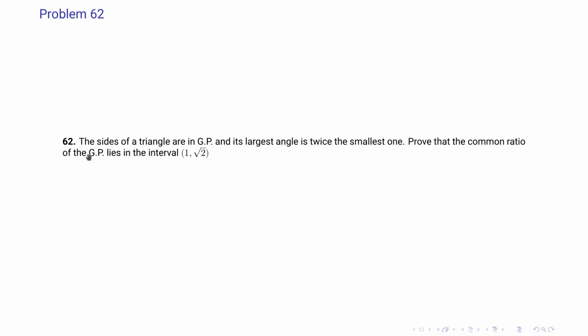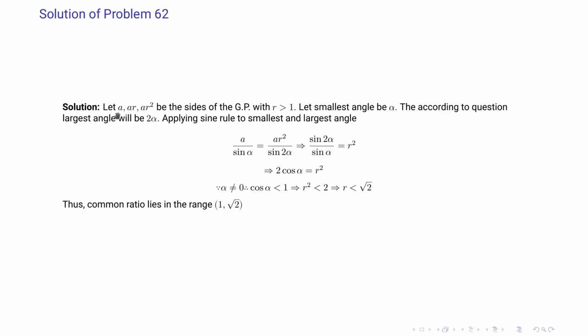Problem 62 says that the sides of a triangle are in GP and its largest angle is twice the smallest one. Prove that the common ratio of the GP lies in the interval (1, square root of 2). So we let a, ar and ar square be the sides of the GP with r greater than 1. We let the smallest angle be alpha. Then according to the question, the largest will be 2 alpha because the largest is twice the smallest.